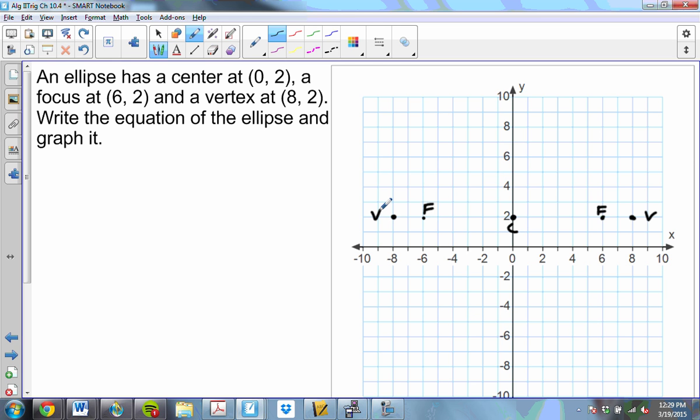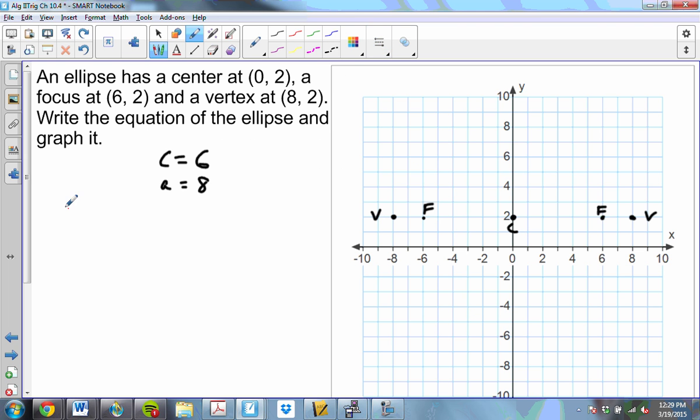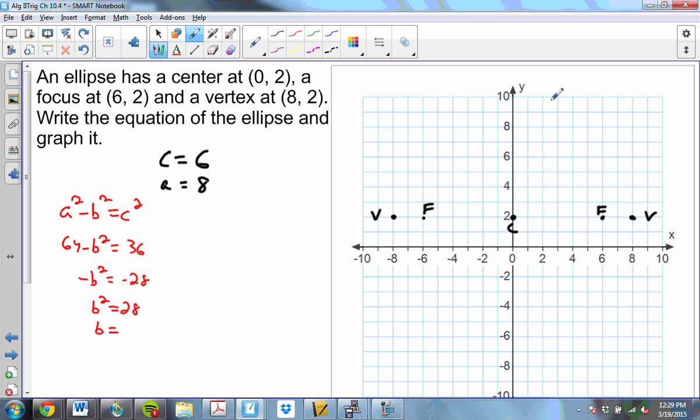Well, now I know that my c value is 6 and my a value is 8. Knowing that, I can find the b value using evil Pythag. a squared minus b squared equals c squared. So 64 minus b squared equals 36. So negative b squared equals negative 28. So b squared equals 28. So b equals whatever the square root of 28 is. 5.3.